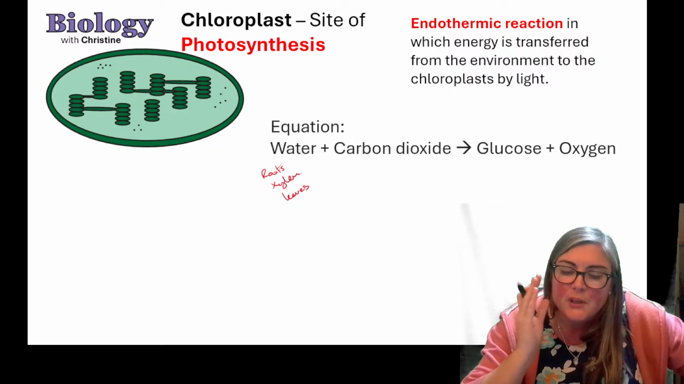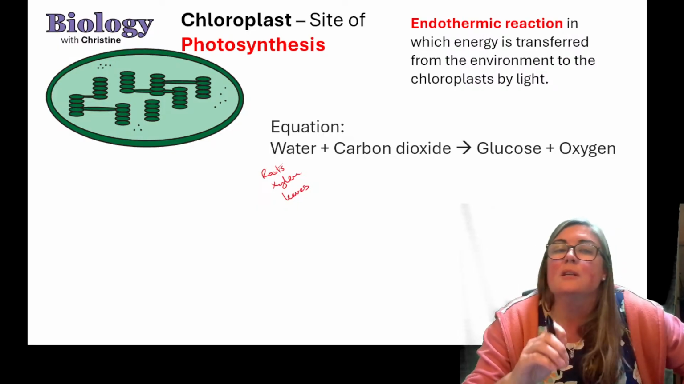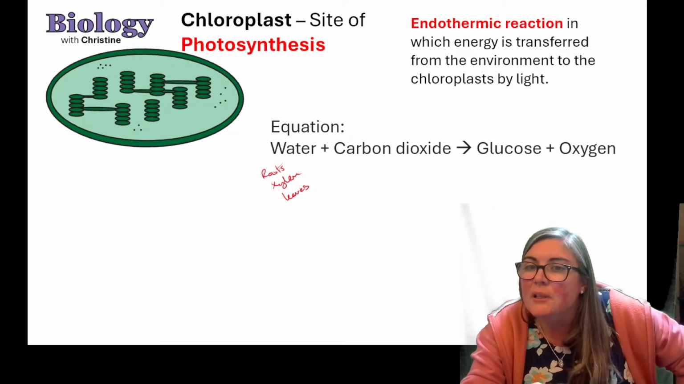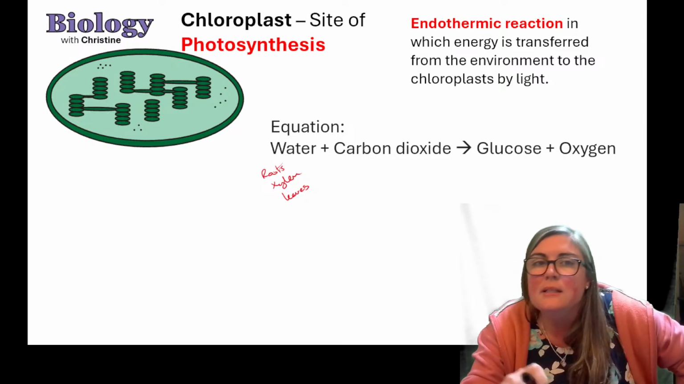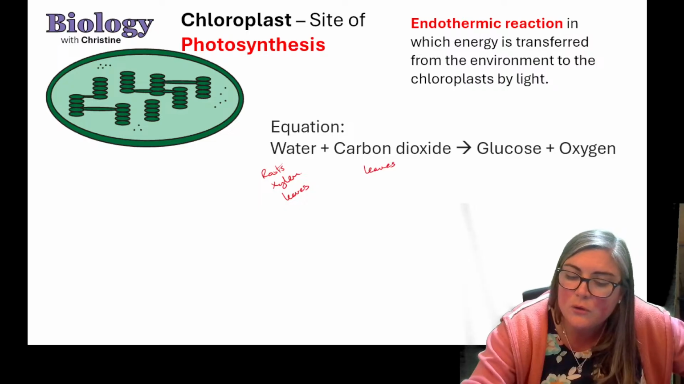So water's been transported up, absorbed by the roots, through the xylem to the leaves. Carbon dioxide is going to come in through the leaves, through the stomata.